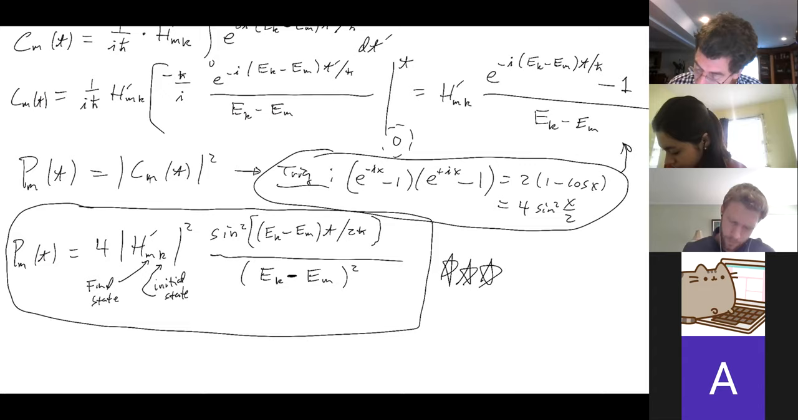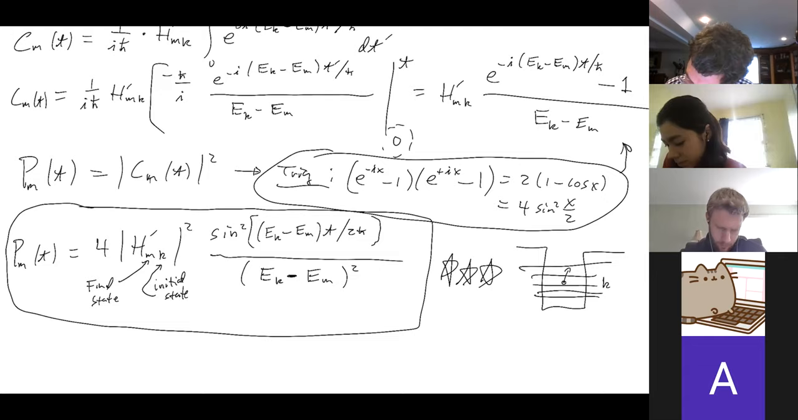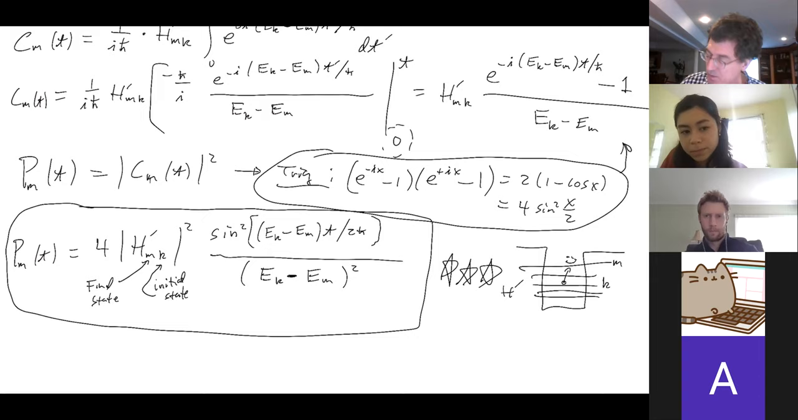So this is basically the probability to make a transition. We started in the kth state, and we're asking ourselves, what is the probability that we go to the mth state under the influence of some perturbation? And this perturbation was turned on at t equals 0.